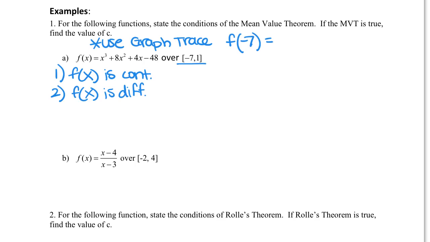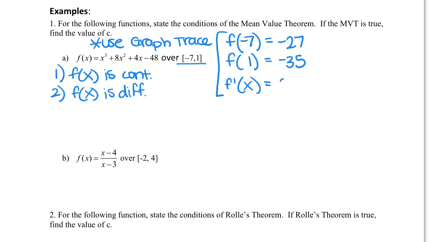So first, I'm typing that in, and I'm going to find f of -7, so press trace and go to -7, and it turns out that that value is -27. And then also let's find the other endpoint, f of 1. When I plug that in, I get -35. And also, I'm going to find f prime of x. This is like my scratch work on the side that I'm going to need to apply the mean value theorem. So f prime of x, the derivative, would be 3x squared plus 16x plus 4.